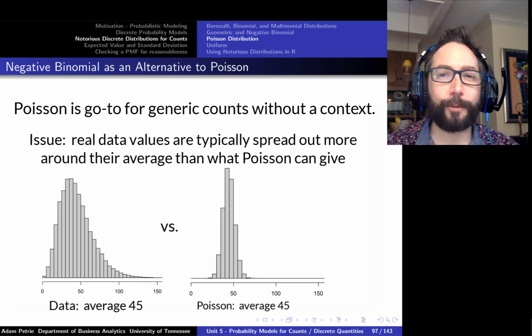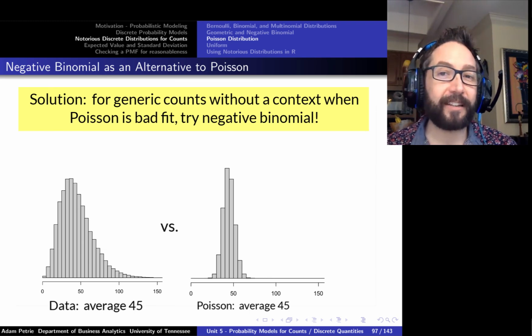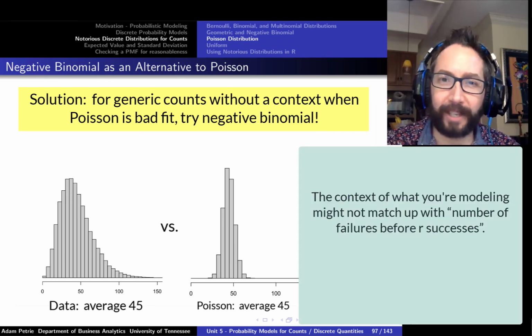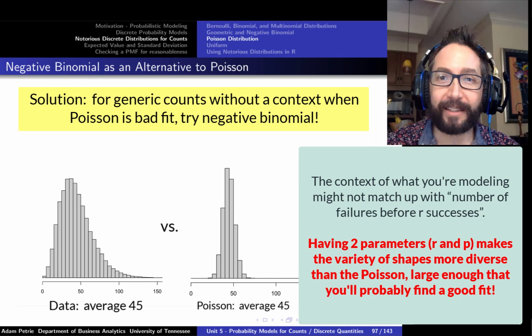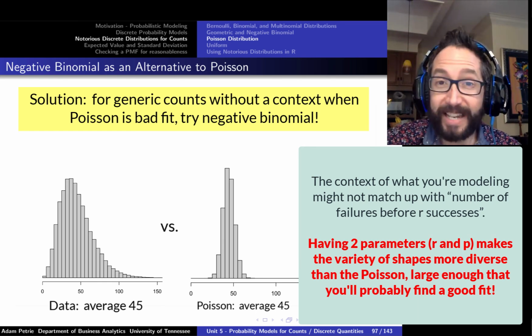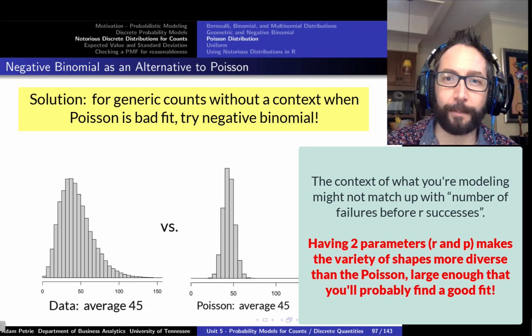So when the Poisson distribution proves to not be that great of a fit, what we end up doing is actually turning to the negative binomial distribution as a backup. And we'll discuss exactly what the relationship is between a Poisson distribution and a negative binomial distribution at a later time. But for right now, what I want you to know is that the negative binomial distribution isn't just restricted to cases where we're counting up the number of failures before success number R. It's actually a really good alternative to the Poisson distribution when the actual variation in values that we've collected are a little bit bigger than what the Poisson distribution can actually give to us.